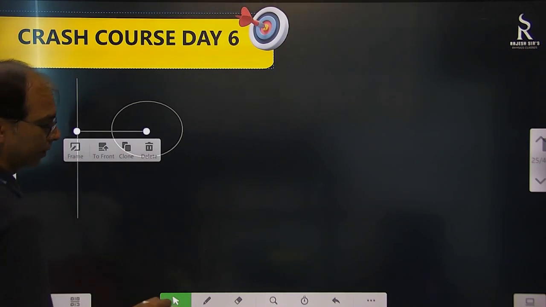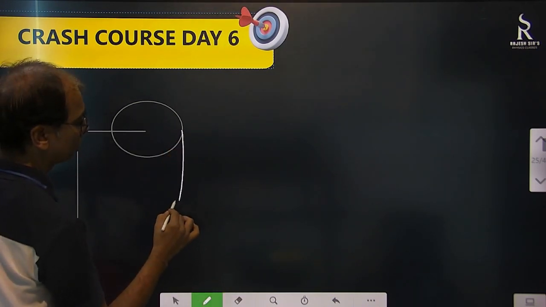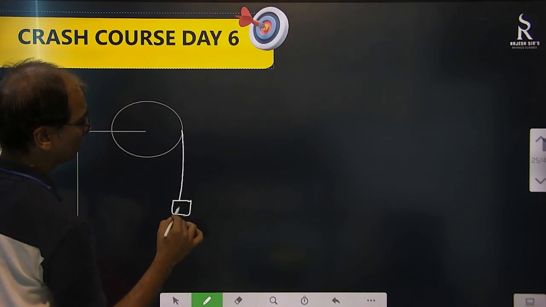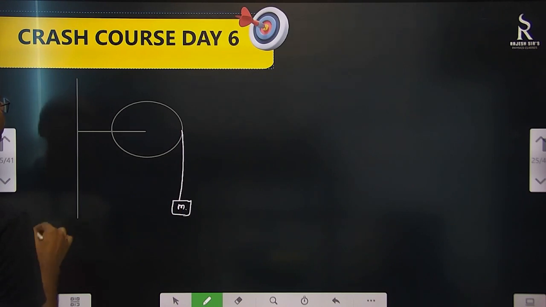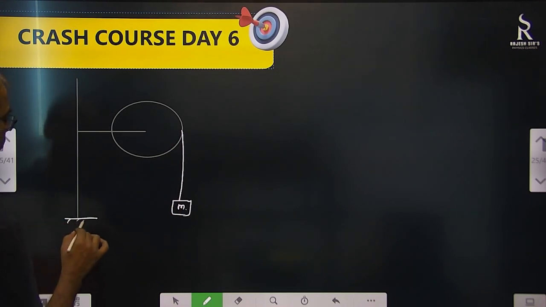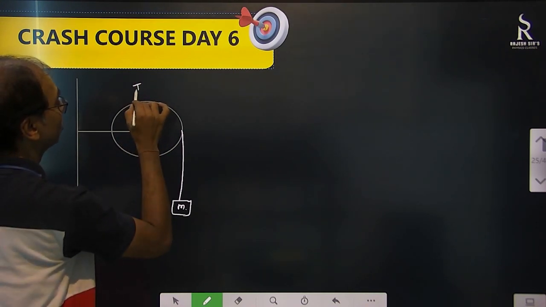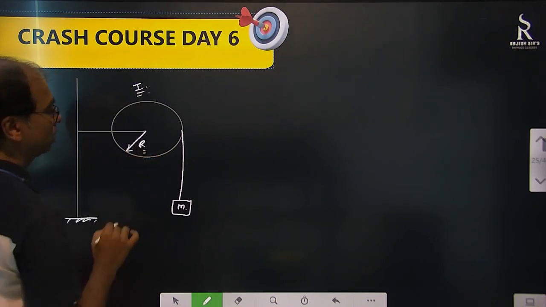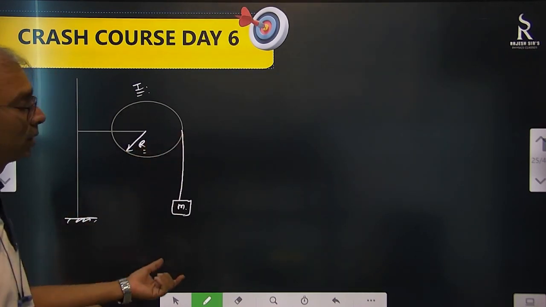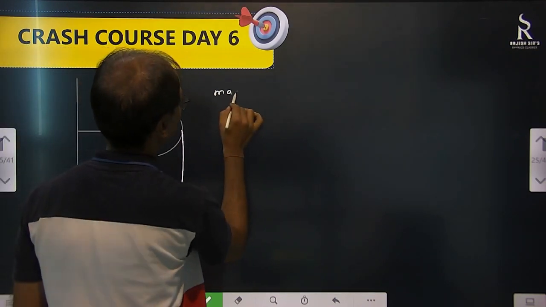This is fixed. With this one, mass is there, right? Like this it is now. So what its mass is and its moment of inertia I will give you. Its moment of inertia is I and its radius is R. What is told to us is that we are releasing this. Particle is released. Mass is released.